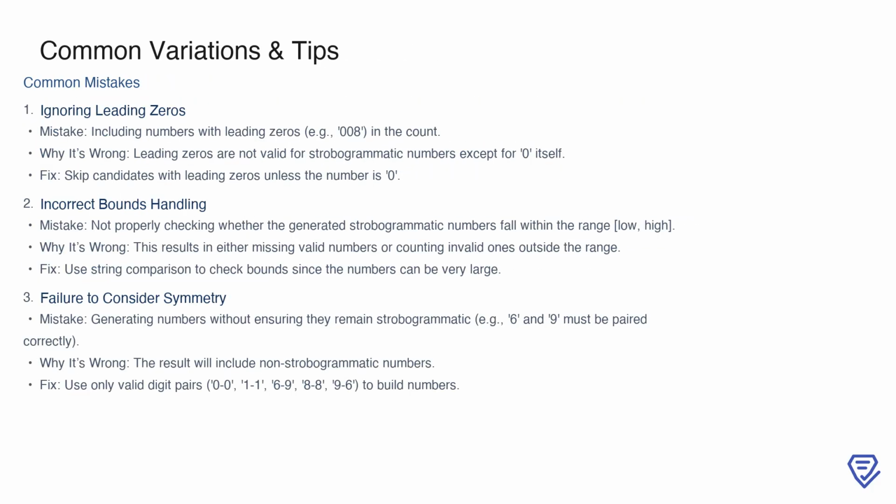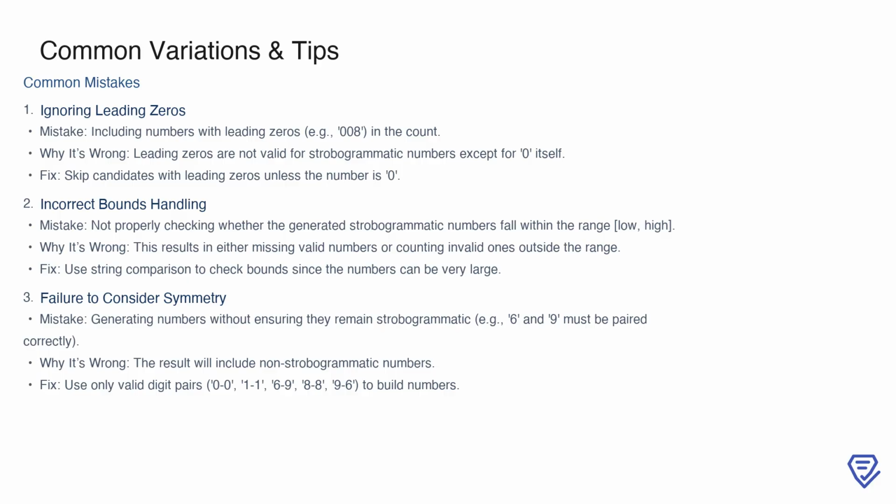When working with strobogrammatic numbers, there are several common mistakes to avoid. One major issue is ignoring leading zeros. For example, numbers like 008 are not valid strobogrammatic numbers, as leading zeros are not allowed unless the number is simply 0. To fix this, make sure to skip candidates with leading zeros during generation. Another frequent mistake involves incorrect bounds handling. Since strobogrammatic numbers can be very large, relying on integer comparison might fail. Instead, use string comparison to ensure the numbers fall precisely within the range [low, high].